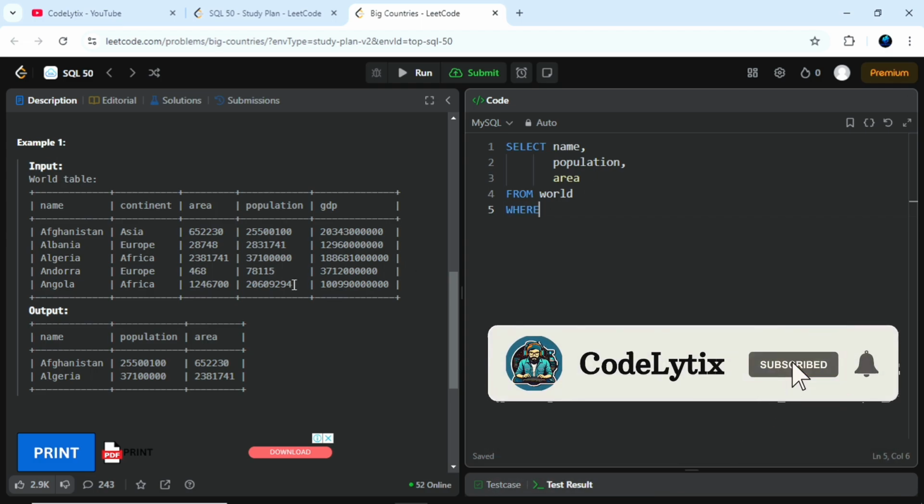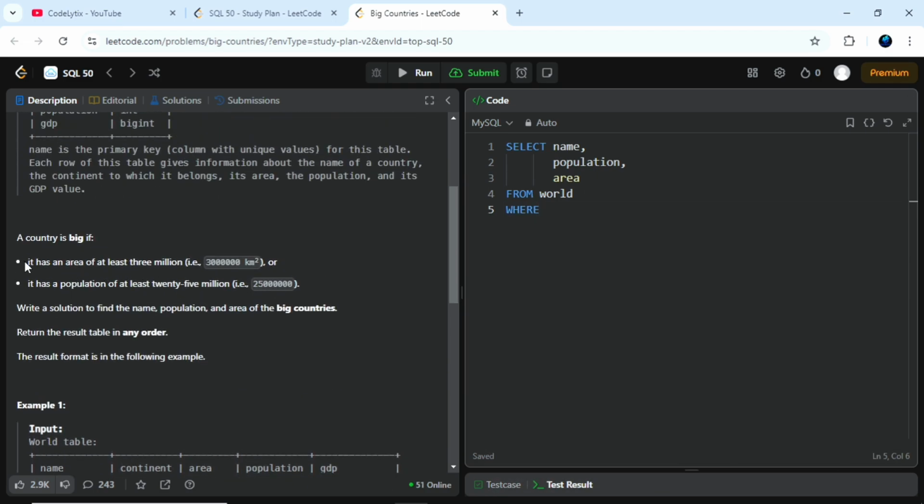where now I need to apply the condition. Here we have been given the condition that the area is at least 3 million square kilometers or the population is at least 25 million. So our area is greater than or equal to 3 million, or our condition is the population should be at least 25 million. So the population is greater than or equal to 25 million. So this is the complete query.